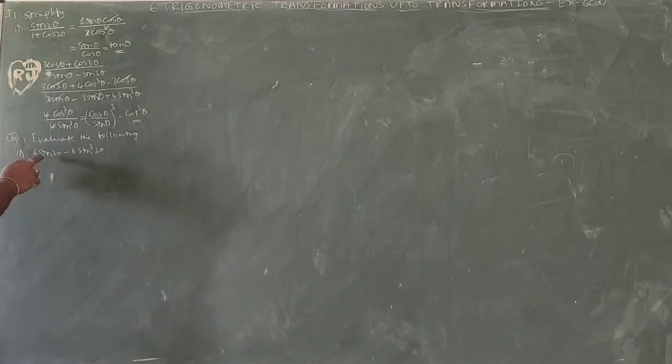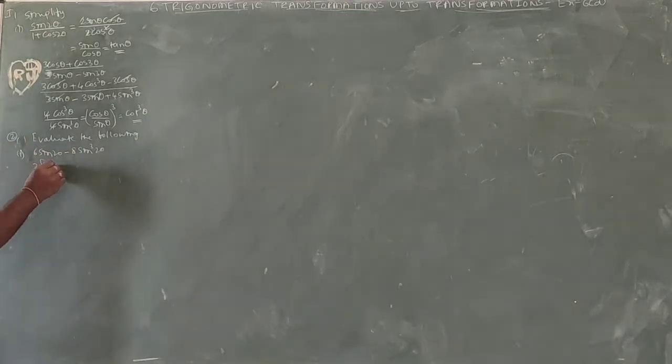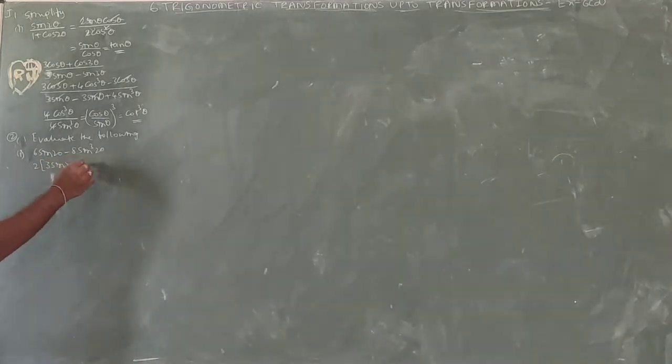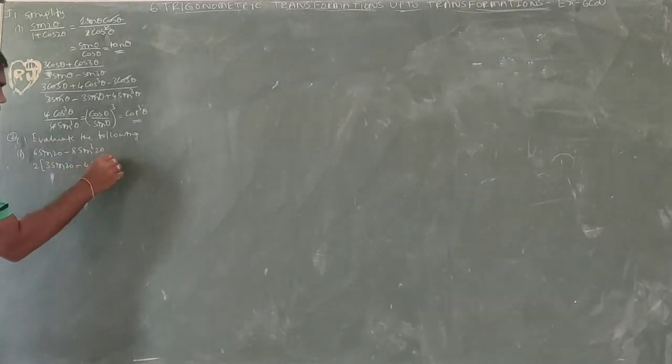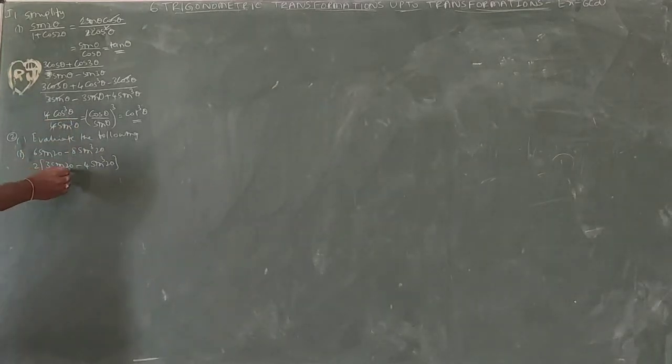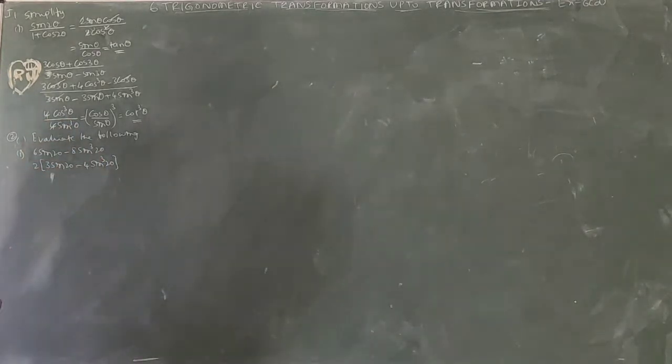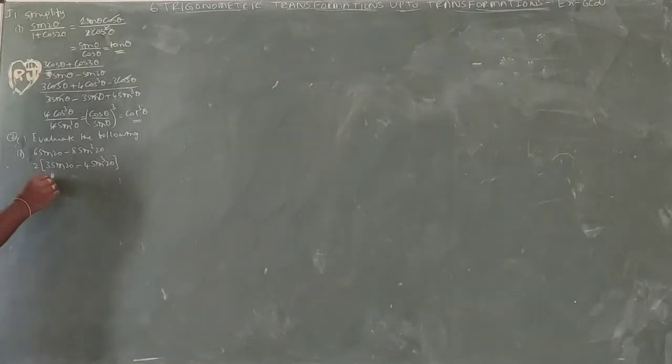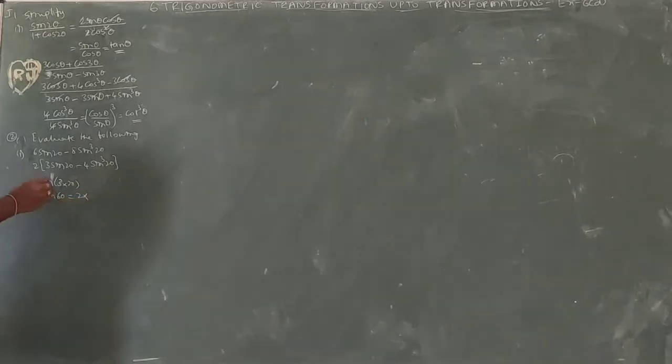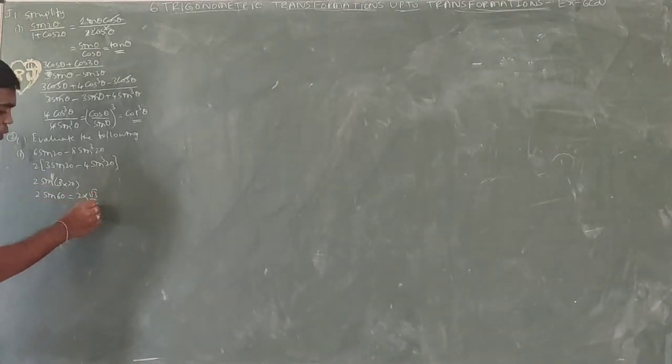In this, 6 and 8, I am taking 2 common. If we take 2 common, 3 sin 20 minus 4 sin cube 20. So 3 sin a minus 4 sin cube a is the formula of sin 3a. 2 sin of 3 into 20, 2 into sin 60, which equals 2 into root 3 by 2. 2 cancels. The answer is root 3.